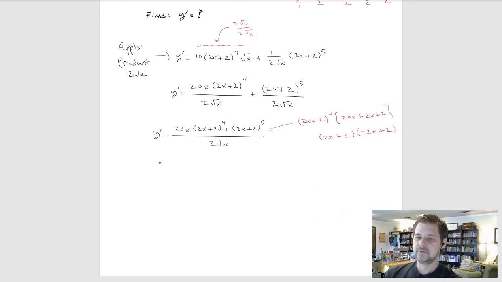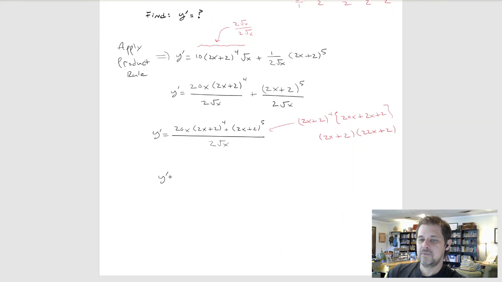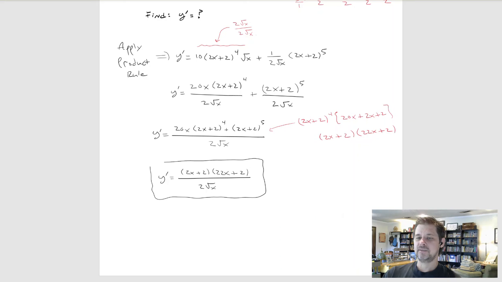So let's see. Let's do this. I'm gonna change pens. So here we go. Looks like I'll get (2x + 2)^4 (22x + 2) over 2 root x. Okay, so I think again MyMathLab will probably accept that as okay.